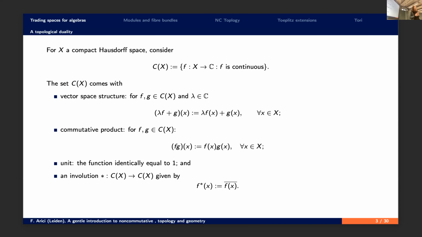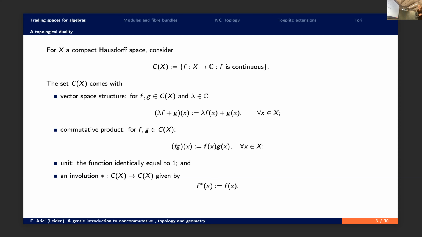And this is a set, but it's not only a set, it has a lot of extra structure. It will turn out to be what we call a C-star algebra. So to begin with, this set C of X has a vector space structure, meaning that you can take linear combinations of functions. And the way to do it is to do it pointwise.